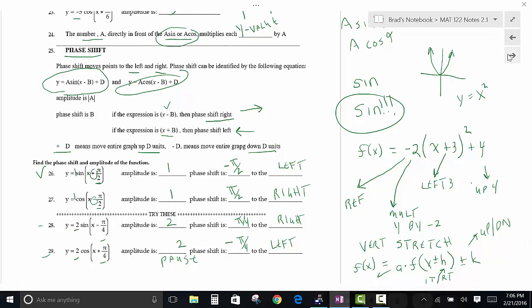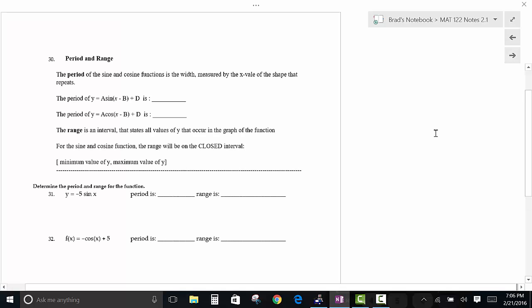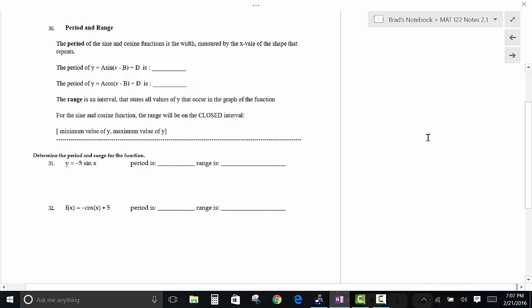Okay, so let's move to the next page of the handout and let's begin to look at a few things with graphs. And as this loads up, we're going to talk a little bit about the range, and then we'll finish this section up with a few graphs.